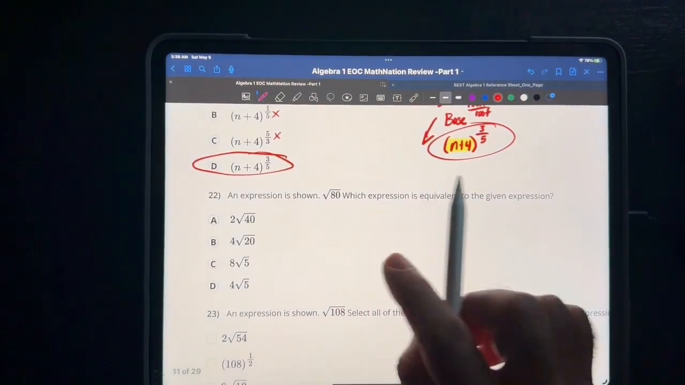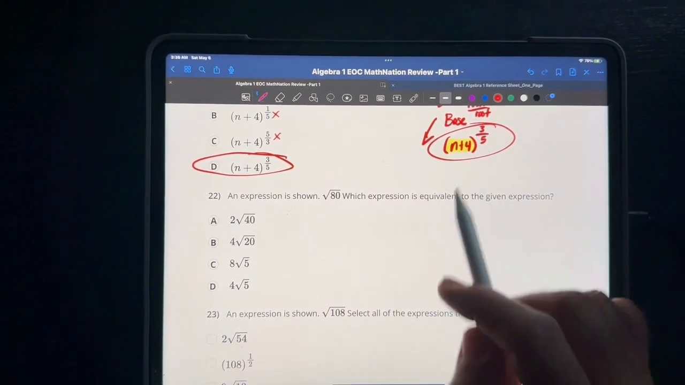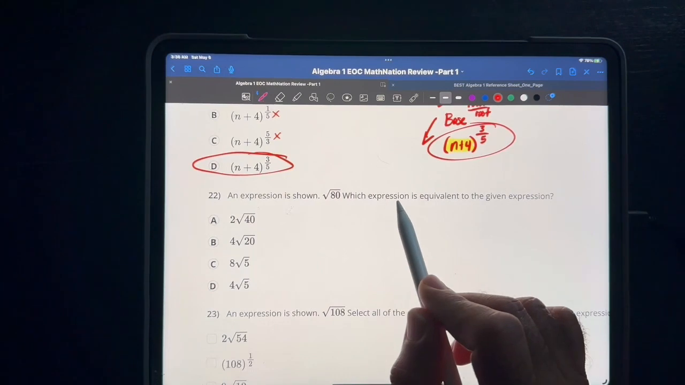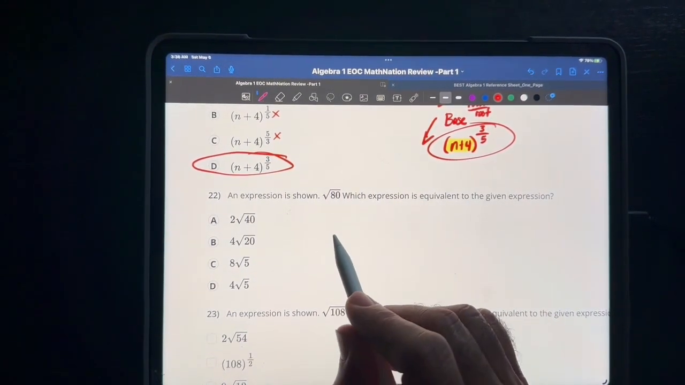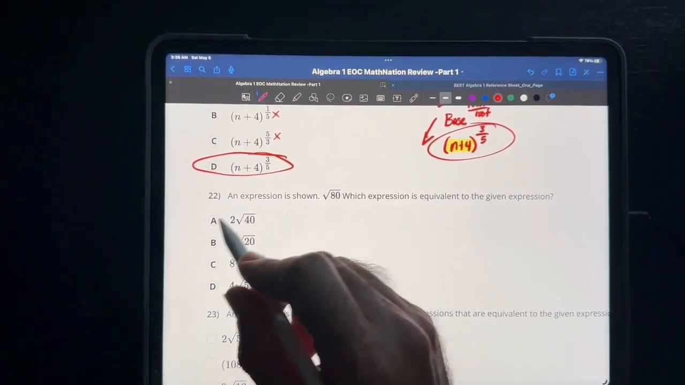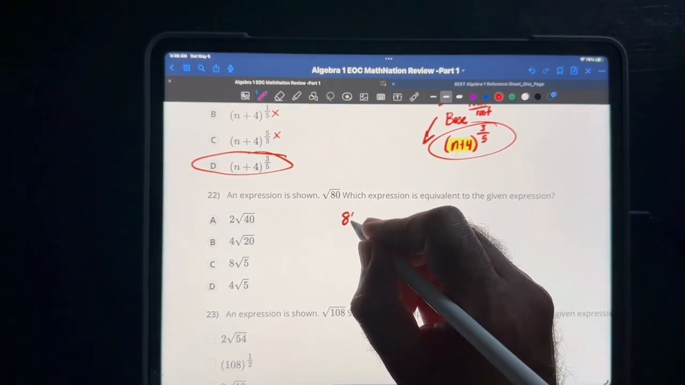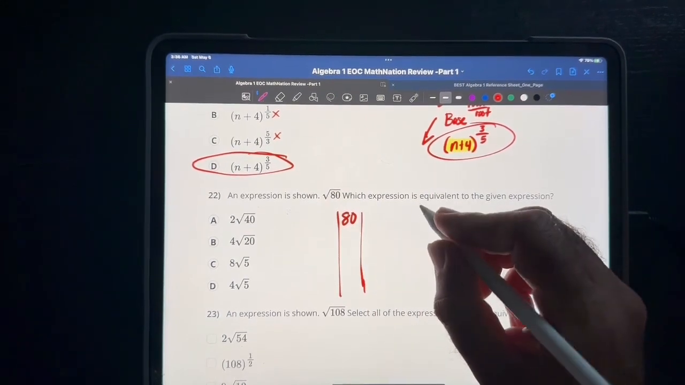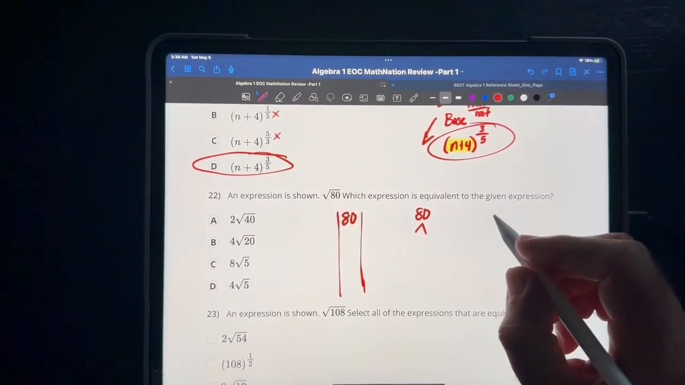All right, 22. An expression is shown, square root. So there's a lot of radical problems coming up here now, right? Which expression is equivalent to the given? There's a couple ways you can do this. You can actually break it down, or you could work backwards if you forget. I'm going to show you both ways. So 80. So you can use the ladder method, which I like to use, or some of you like to use the tree method. Either way, it's all good.